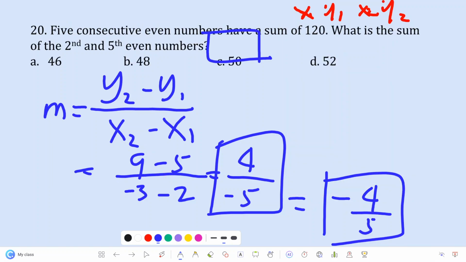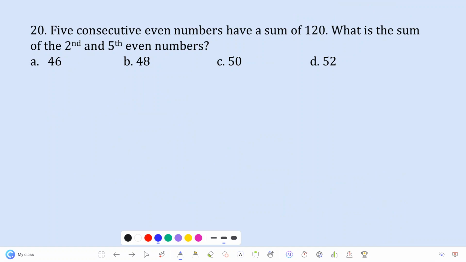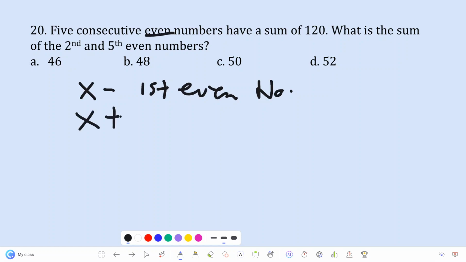Item number 20. Five consecutive even numbers have sum of 120. What is the sum of the second and the fifth even numbers? Is it A, 46, B, 48, C, 50, or letter D, 52? In solving this, hindi mo pa alam kasi yung unang even number. So, let's say na x ang first even number mo. So, for you to find the second even number, kasi sabi niya even to, maglalagay ka ng x dito, pero mag-add ka ng 2 para even number siya.